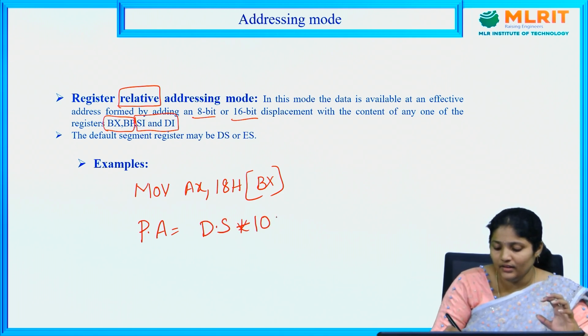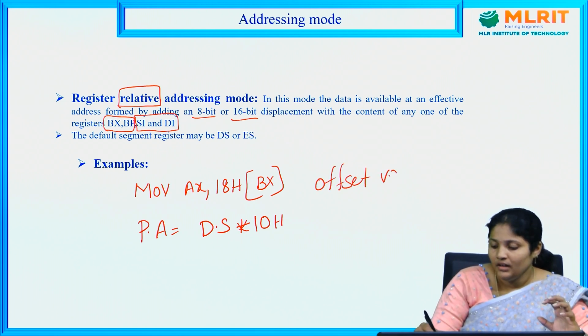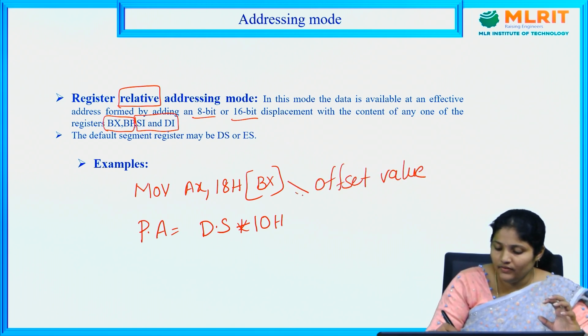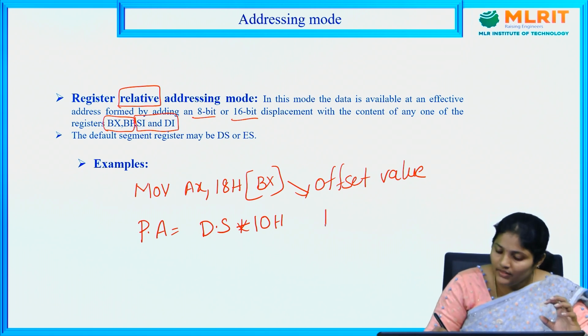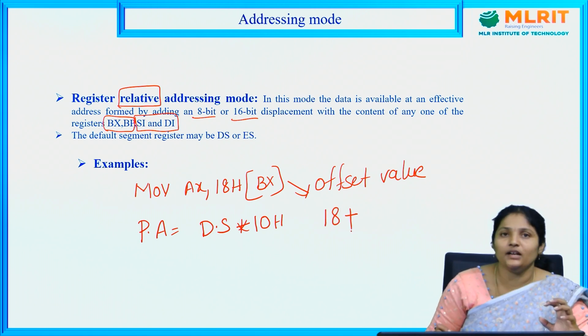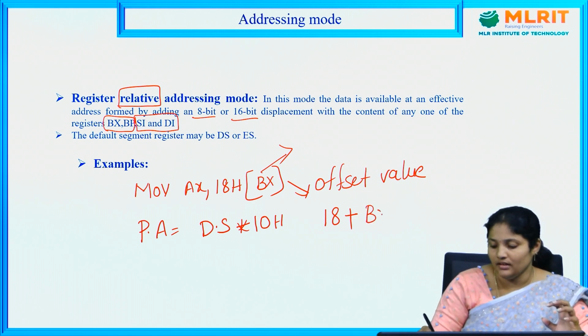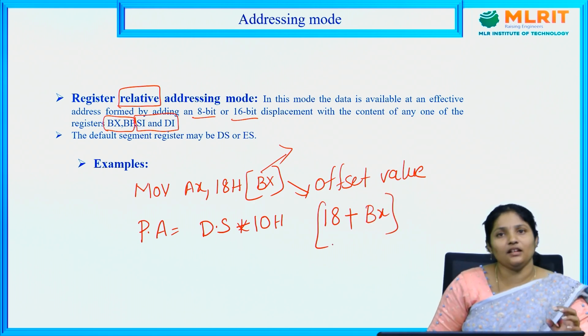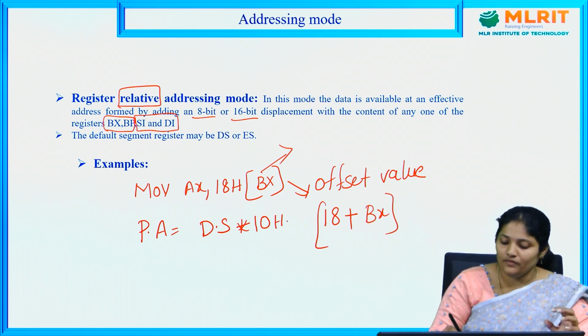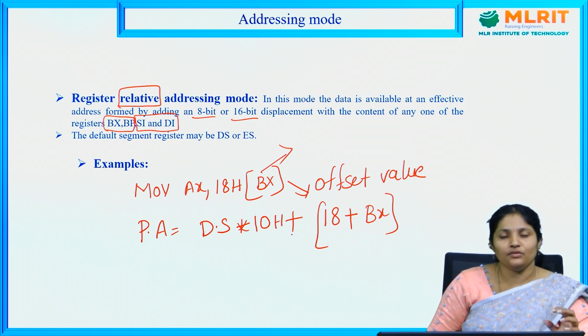So in this instruction, the data segment will be taken as the segment register and multiplied by 10H. But what will be the offset value? In this instruction, the offset value is the displacement added to the address present in the BX register. This is how we calculate the offset value, and this offset value is added to the data segment to find the physical address or effective address.